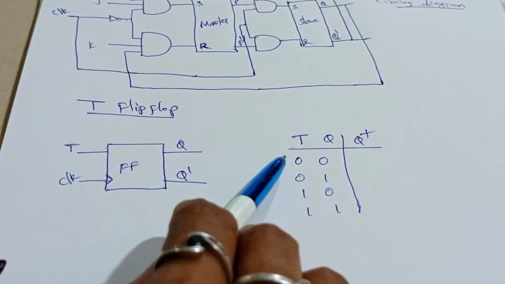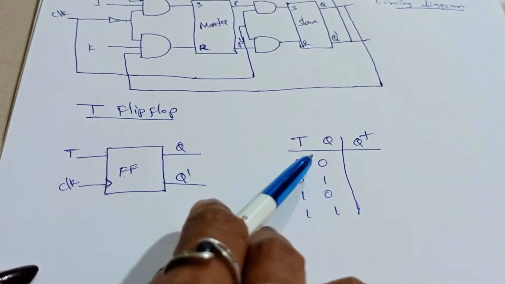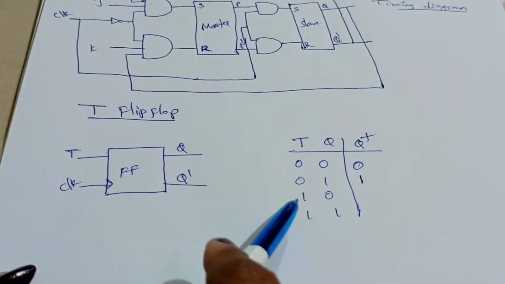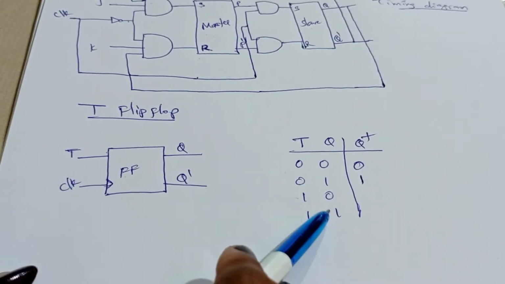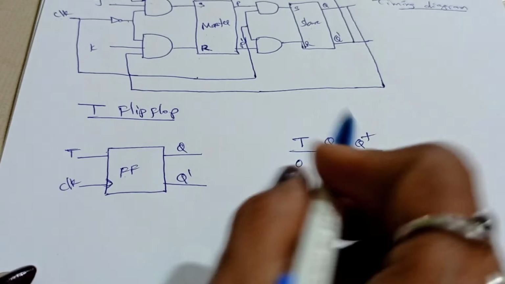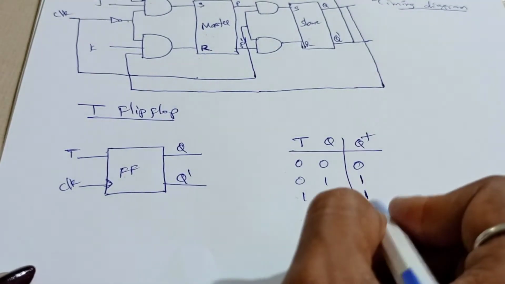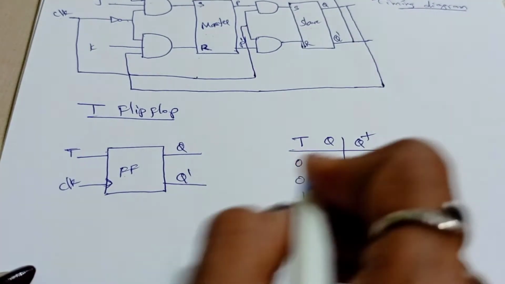If T is equal to 0, there will be no state change. That is 0 1 as it is, we will get 0 1. If T is equal to 1, now it changes the state. It is at 0, so changing the state to 1. 1 changing the state to 0. By using this, now we'll find out the characteristic equation.